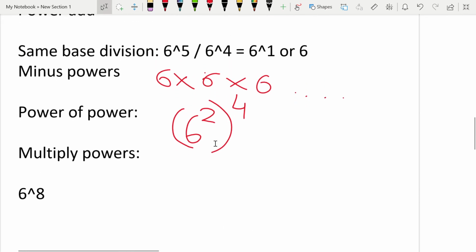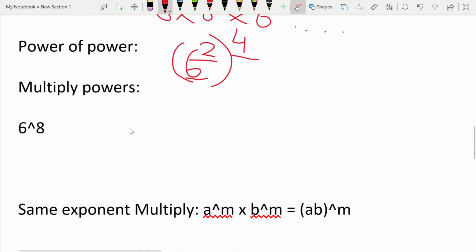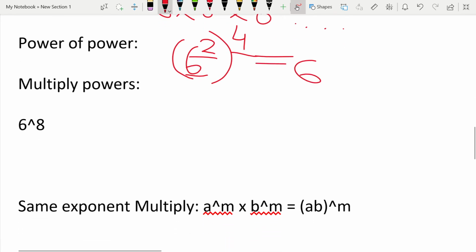Now if you have power of power. Power of power means over here 6 to the power of 2, all to the power of 4. So it's power of power. You multiply the powers. So you just do 2 times 4, which is 8. So 6 to the power of 8 will be the answer. So this is equal to 6 to the power of 8.